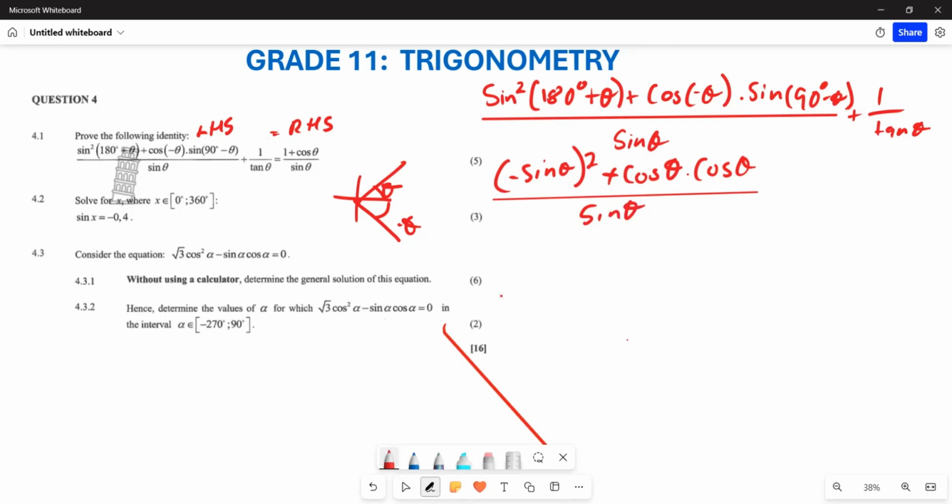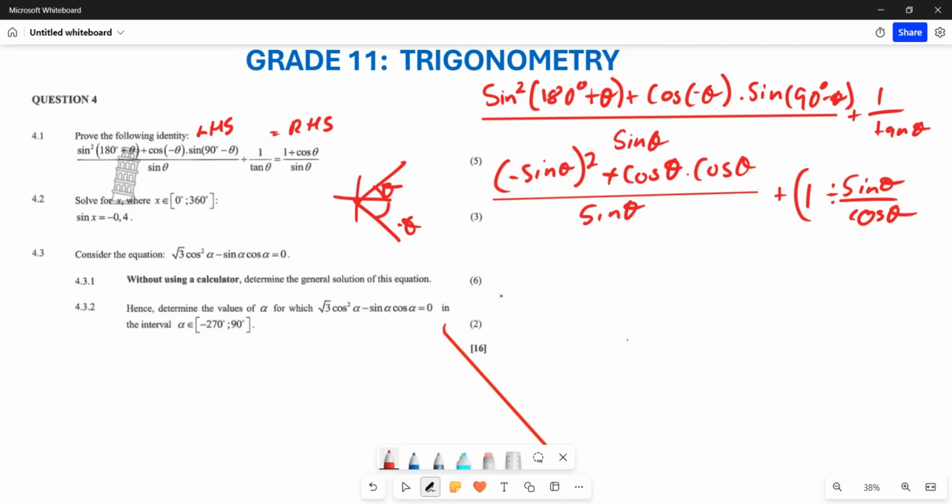Now, what is your tan? Basically, 1 over tan theta is the same thing. We know that tan theta is sine of theta over cos of theta. Altogether, this is 1 over sine theta over cos theta. Altogether, this is one and the same thing.